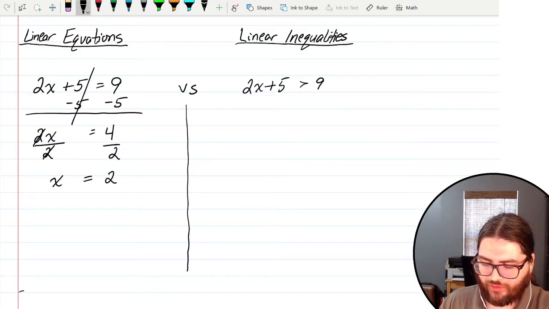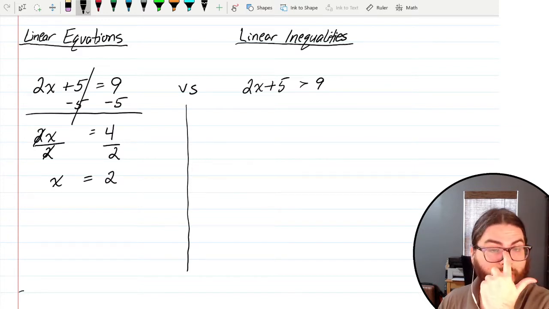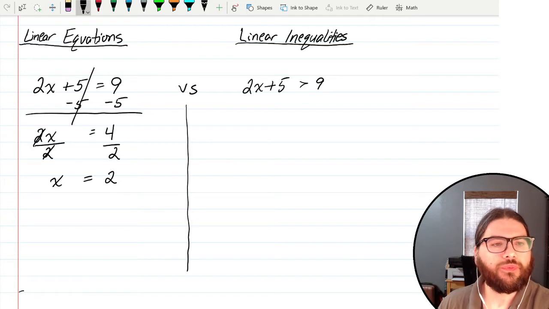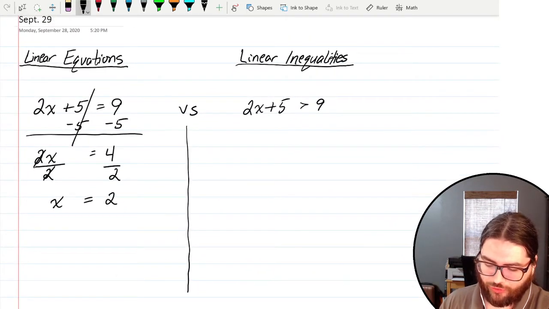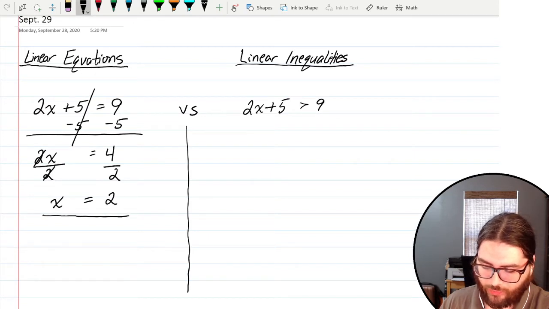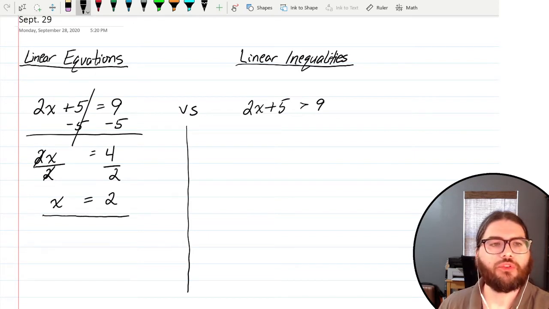It's a pretty good analogy. So I can find the solution to this equation is x equals 2. This particular equation only has one solution. There are some equations, like the quadratic equations that we saw, which have multiple solutions. So that's a good review for us. How do these linear equations differ from linear inequalities?